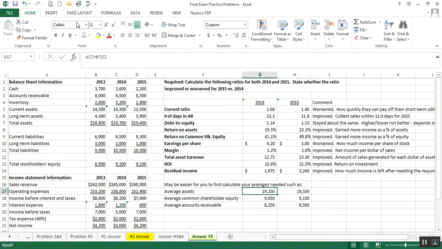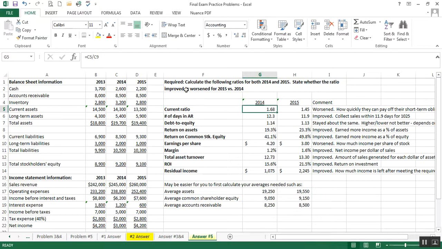As you remember, in order to calculate an average, you're going to take the prior year plus the current year. Remember order of operations, put those in parentheses, and divide by 2. That's going to give us our average assets for 2014. In 2015, we're going to take 14 plus 15 divided by 2, and we're looking at total assets. Then we're going to do the same thing for stockholders' equity and the same thing for accounts receivable. Take them divided by 2. Okay, so here are our averages that we're going to refer to when we calculate these problems.